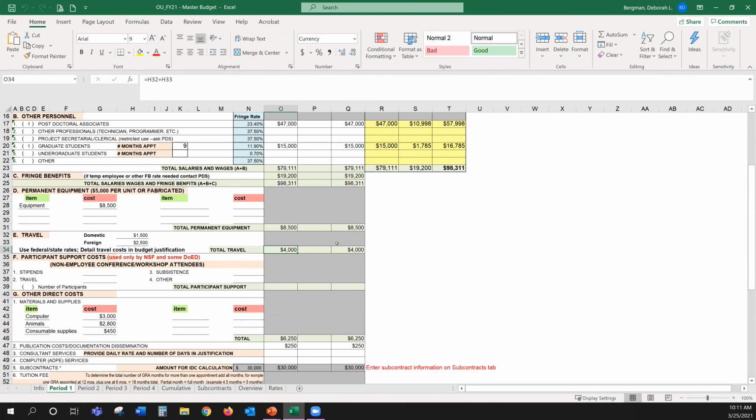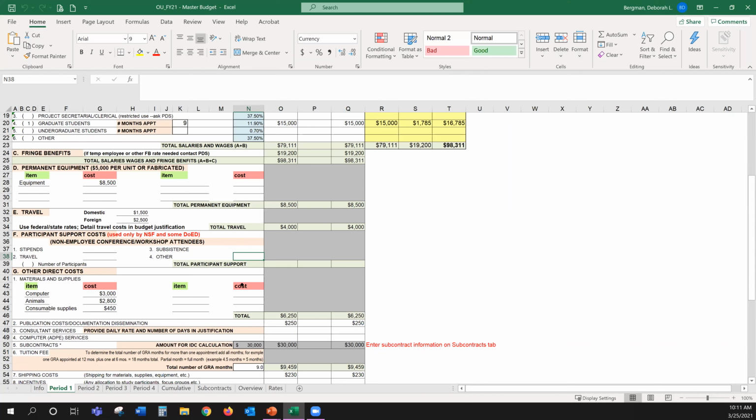For the participant support section, participant support costs are related to participants or trainees in workshops or trainings being conducted by the PI as part of the proposal. Some sponsors will also include attendance at sponsor conferences as participant support. No OU employees or personnel involved in the project can be included in these costs.